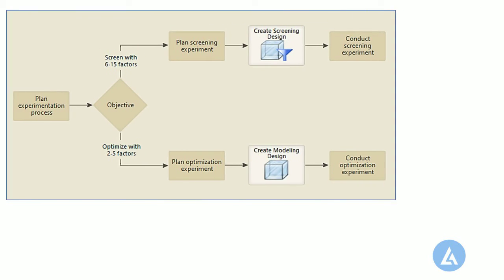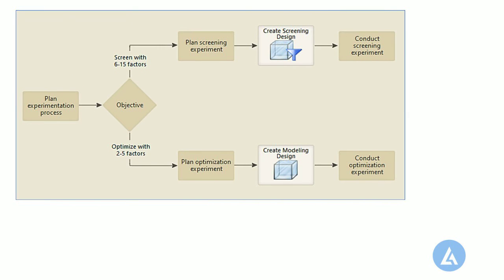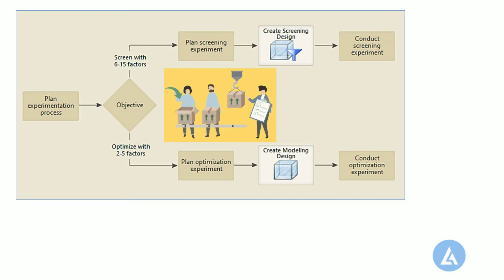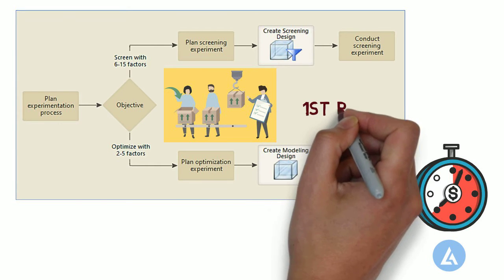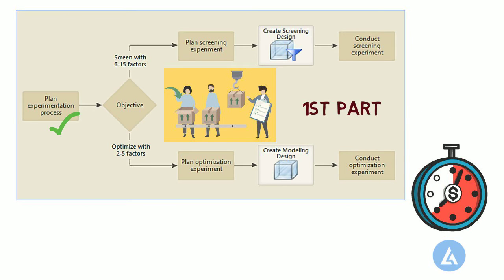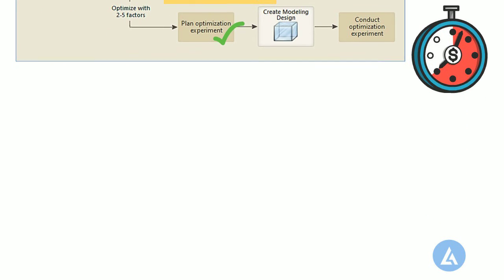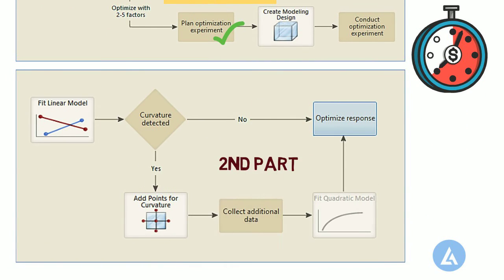From this video, we are going to learn the general procedure to conduct design of experiment with the help of practical example. As this is very important and will take somewhat longer, we will see this procedure in 2 parts. The first part will be about how to plan, create and conduct screening and optimization experiments, and the second part will be about how to analyze and interpret an optimization experiment.